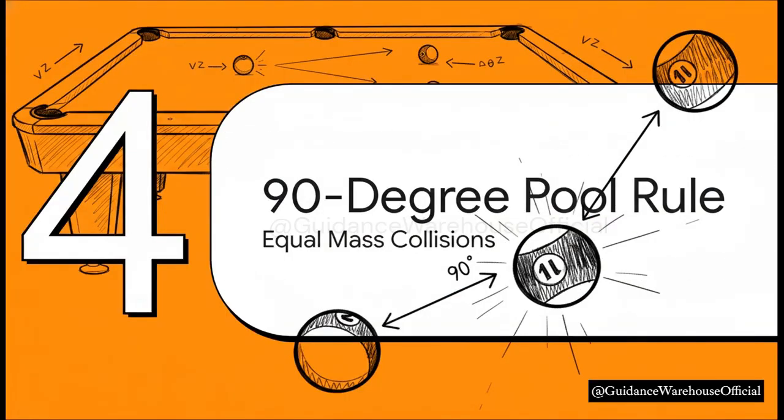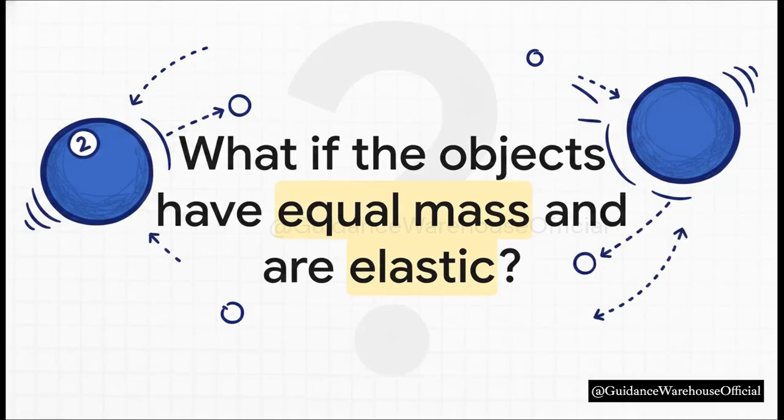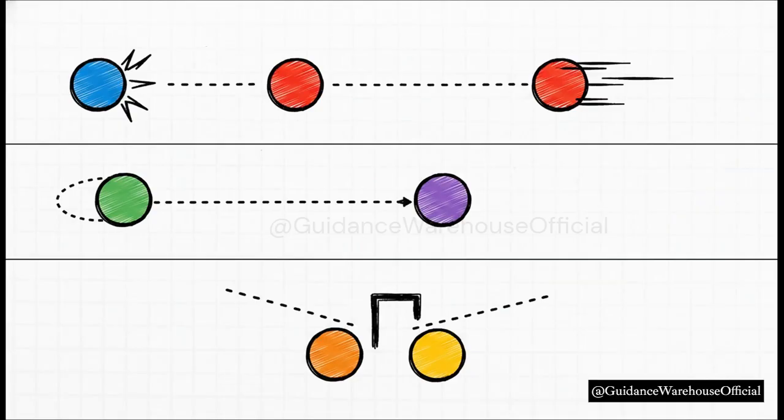Moving to part 4, the 90-degree pool rule. Equal mass elastic collisions. Let's bring this back to the billiards table. Now you're probably wondering, what happens if we drop all the weird varying weights and just crash 2 absolutely identical masses together, like standard pool balls? And let's say the collision is perfectly elastic, meaning absolutely no kinetic energy is lost to heat or that classic clacking sound. Well, if internal kinetic energy is perfectly conserved here, the laws of physics say there are only 3 possible things that can happen.